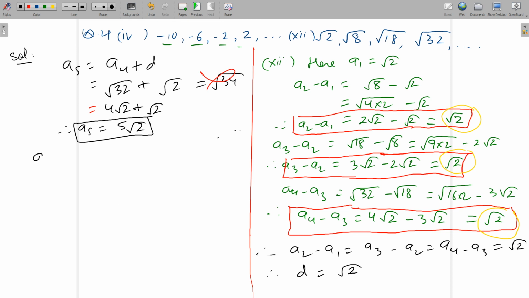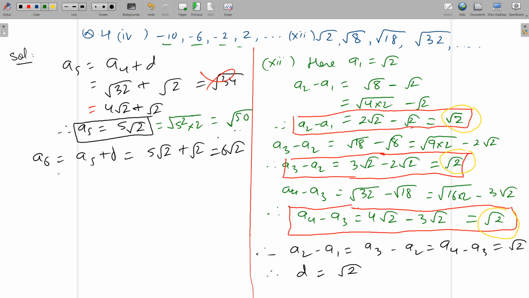Similarly, you can write down a6 also. What is a6? a6 is a5 plus d, that is 5 root 2 plus root 2, and that is 6 root 2. In this form, we can take the 5 inside, and in the same form it will become 25. 25 into 2 is 50. So we can rewrite this one as 5 square into 2, that is root 50. So this is the fifth term.